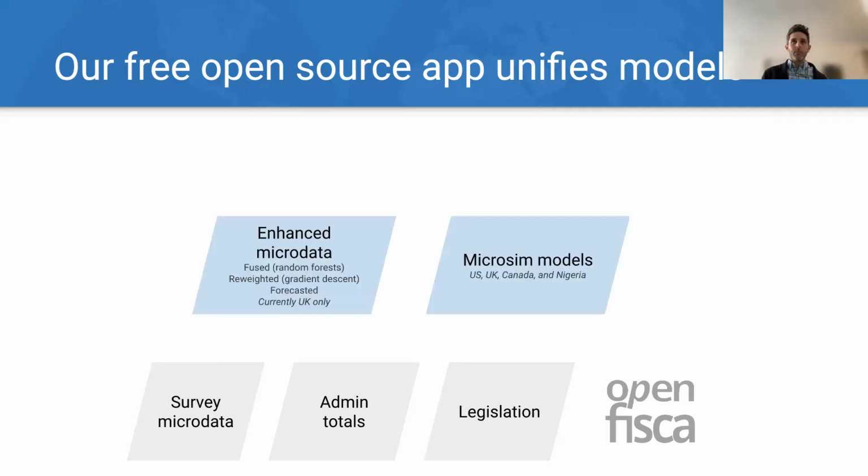So those are the core ingredients, then we turn those into our own microsimulation models. As I mentioned, those apply in the US, UK, Canada, and Nigeria at this point. We're also probably going to expand to Australia and New Zealand shortly. And then there's the enhanced microdata we've done on the UK side. So we do some data fusion, basically integrating different data sources, as well as reweighting using gradient descent. So some of these more modern machine learning or data science tools have helped demonstrably improve the accuracy of our model. And we're working on that in the US as well.